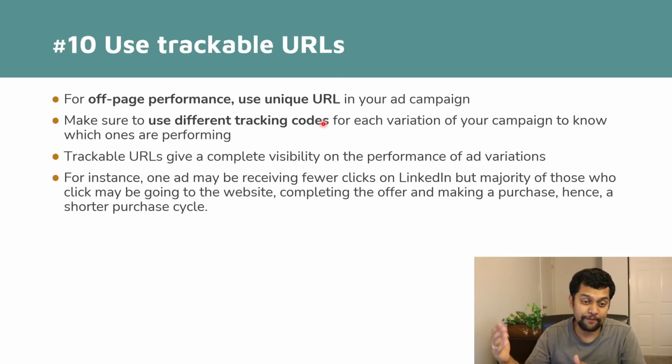Again, that's a great way of analyzing after the campaign performance, and then use the winning version for your next campaign. For example, one ad may be receiving fewer clicks on LinkedIn, but majority of those who click may be going to the website, completing the offer, and making a purchase. Hence, a shorter purchase cycle. Now, these kind of things won't be possible to analyze if you have just one single URL for all the ads. You want to know like which campaign and ad is working well. So that's why tracking URL is a great way to analyze the performance of your overall campaign.